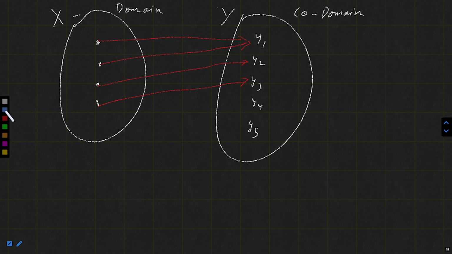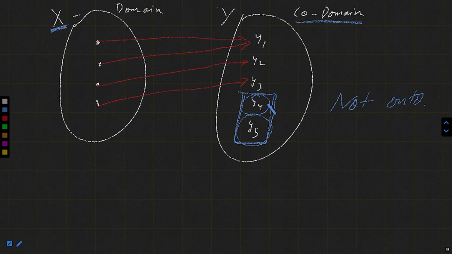No. Because in an onto function, in the codomain set, every element must be associated to some element of X. As you can see, y5 and y4 are not the image of any element in X. Yes, they are not associated. So it is not onto. This means you cannot have elements just sitting there in the codomain set.